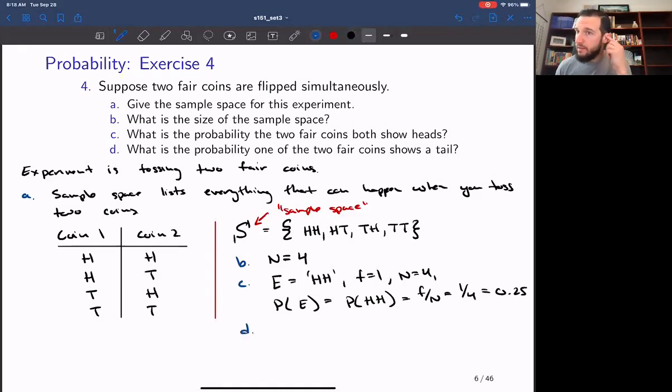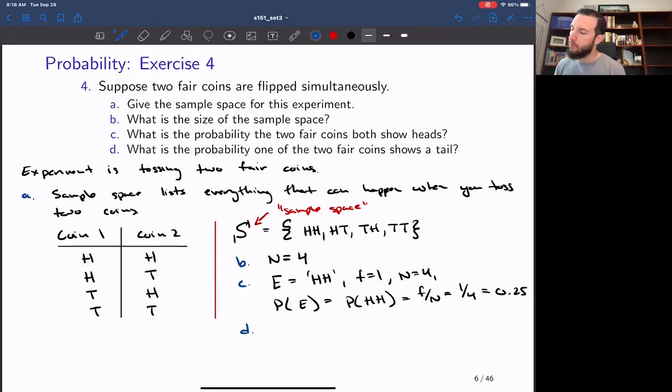So you can see again, everything is just boiling back down to that same fundamental probability. So the probability of observing event E is equal to little f over capital N. In this particular question, we had to write out our sample space first, but then once we had our sample space written out, we've just come back to that same fundamental formula.